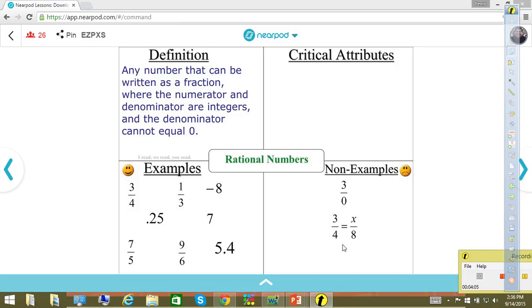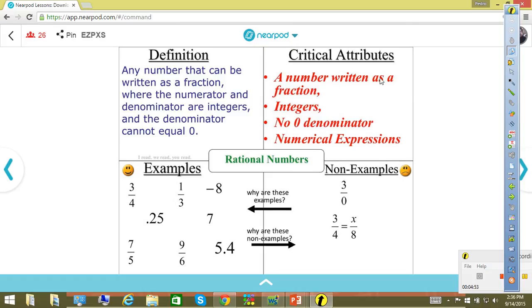However, why is this not a rational number? Because it's not just a number. This is a what? It's a problem, yes. But when it has this, what is it called? You're right. When it has this, it's called an equation. And right now we're not looking at equations. We're just looking at rational numbers. Does everybody understand? So, critical attributes. Write this down, please.